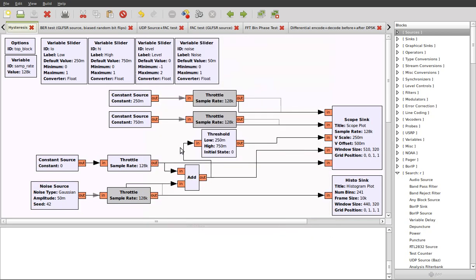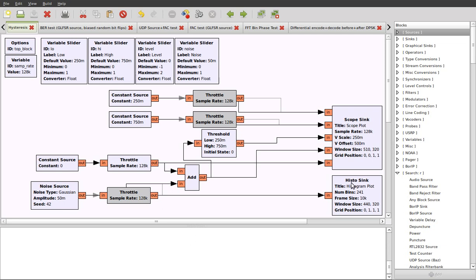They are added, input into the threshold, which will output ones and zeros, and we're going to graph that using the scope sink. We also graph the original input noise after the add block, as well as that fixed constant level that we can change at runtime. The first two inputs on the scope sink are connected back to these other constant source blocks, and these are simply the low and high levels that the threshold operates on.